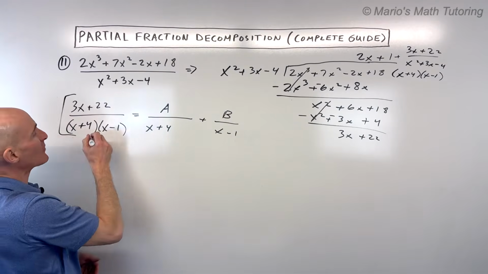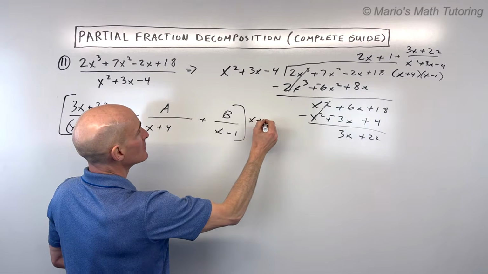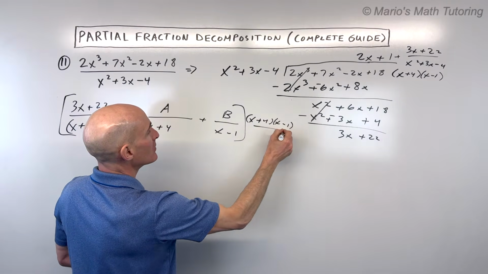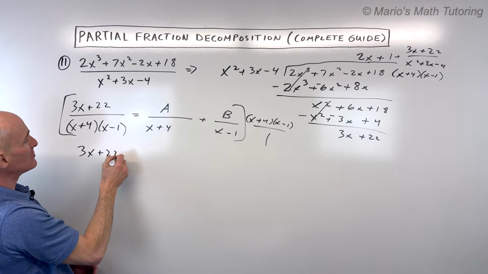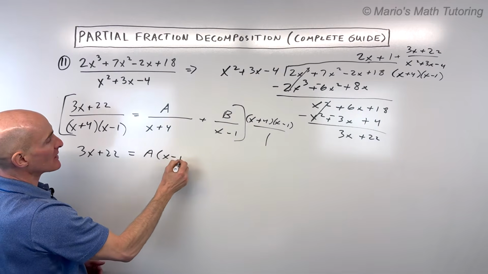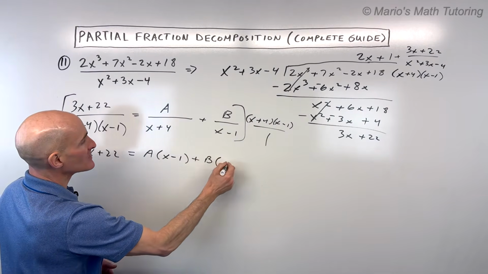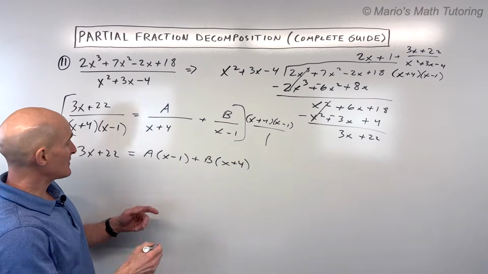We're going to clear the denominator by multiplying through by x plus 4 times x minus 1. That's the common denominator. To clear the denominators, if we distribute, we're going to get 3x plus 22. These guys are going to cancel. Over here, we're going to get A times x minus 1 and B times x plus 4. Now, we're going to pick strategic values. I think that's going to be the quickest way here.